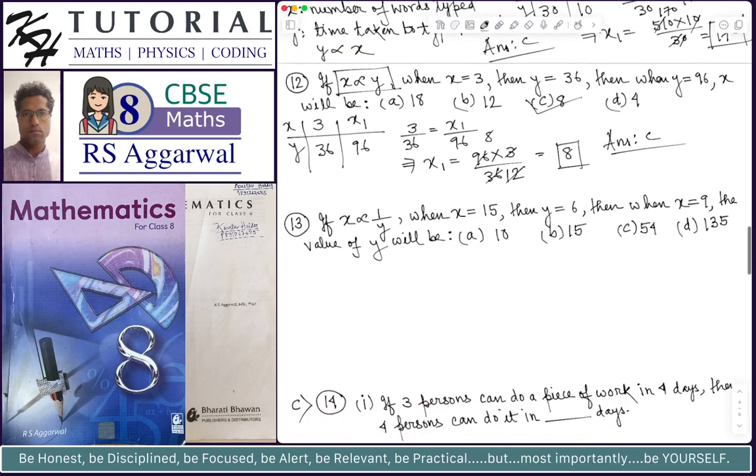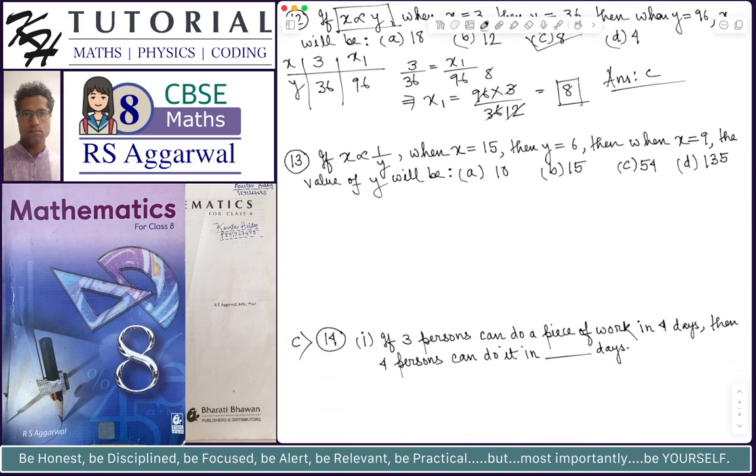Okay, question number 13. It is given that the quantity x and y are varying inversely with each other. As it is given, x varies as 1 by y. Now, okay, so let's create the table. So it is given that when x is 15, the value of y is 6. Now it is asking what is the value of y when x is 9. So let's say the value of y is y1.